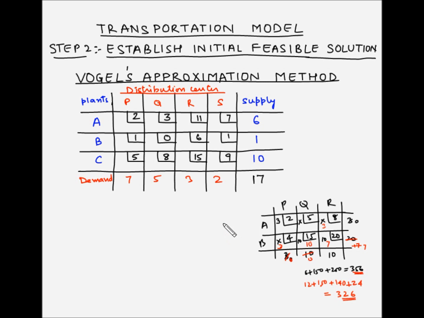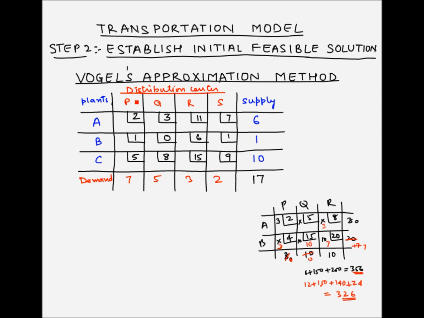Now, this table here is the transportation table that we had formed in step 1 of solving the transportation model. In blue on the left hand side, we can see the plants A, B and C, and on the extreme right we have the supply availability at each of these plants, which is 6, 1 and 10.